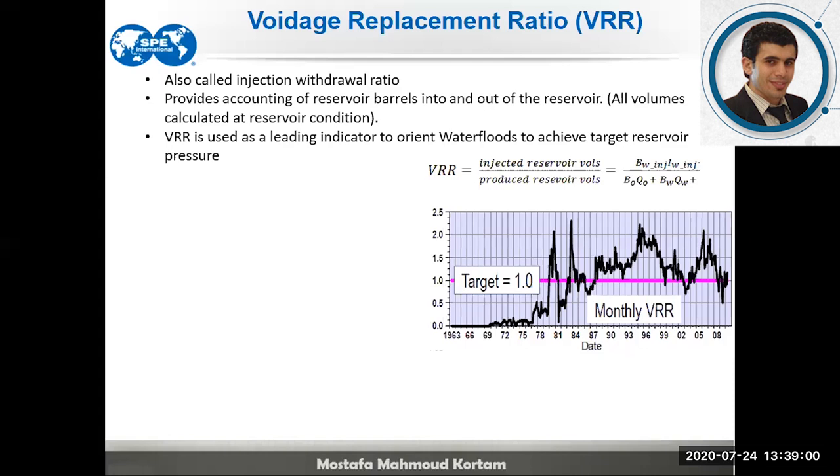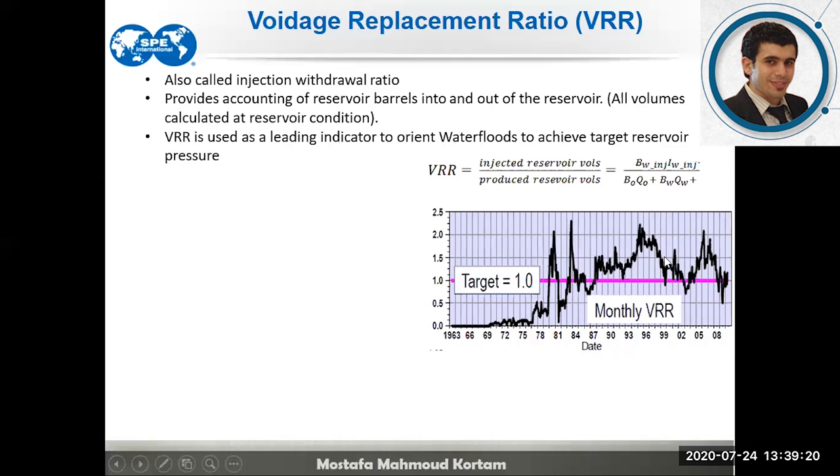For example, if you have damage in your reservoir and your reservoir pressure has declined greatly, at that time you cannot increase your production rate, so you have to go to the producer well and try to reclaim it or solve the illness of this well. That's what causes the voidage replacement ratio to increase too. And sometimes the opposite happens.